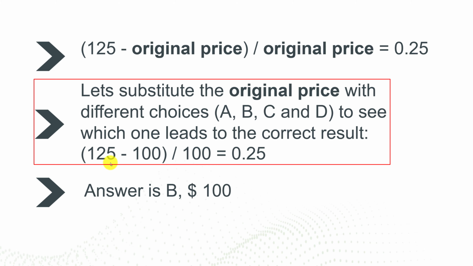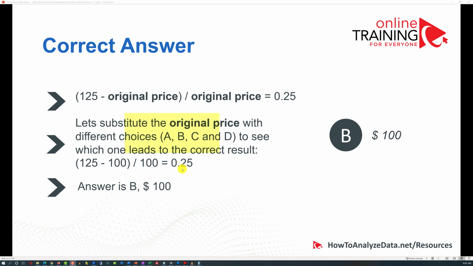And once you do that, you'll find out that 100 is the correct choice here, because 125 minus 100 divided by 100 would be an equivalent of 0.25. So the correct choice is B, which is $100. I hope you've nailed this question.